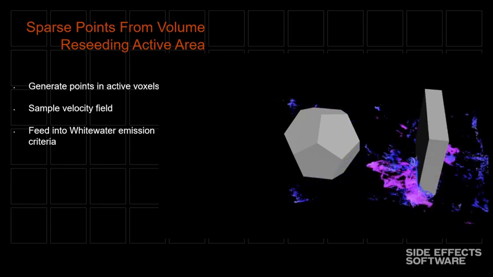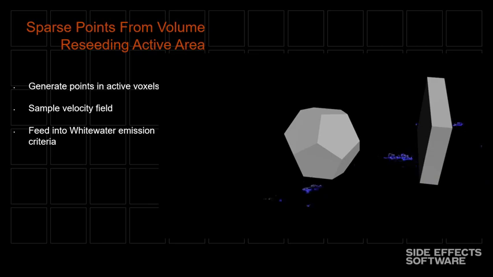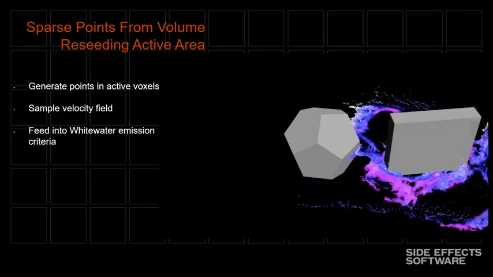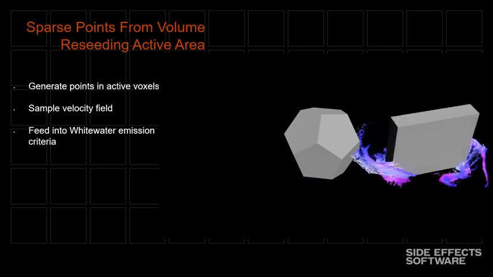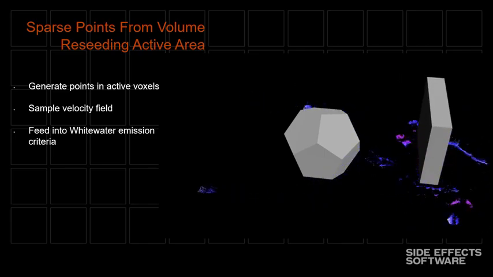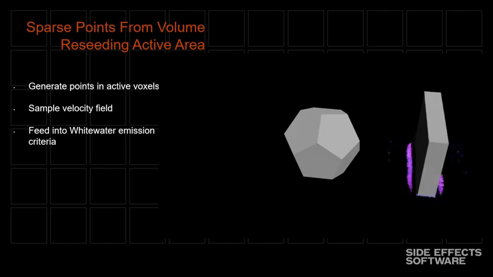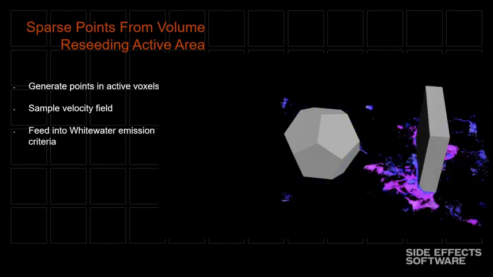Everything that's sort of pink or purple are actually reseeded particles that are down beneath the surface and are giving us that sort of aeration and bubble stuff, even though we don't have any of the original flip particles at this level. We've reseeded them efficiently down within the surface.